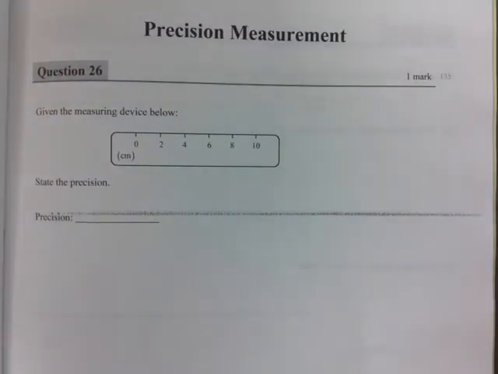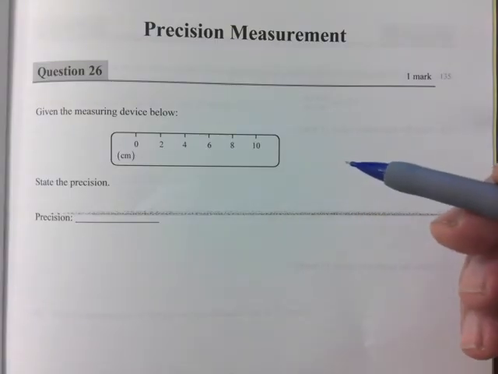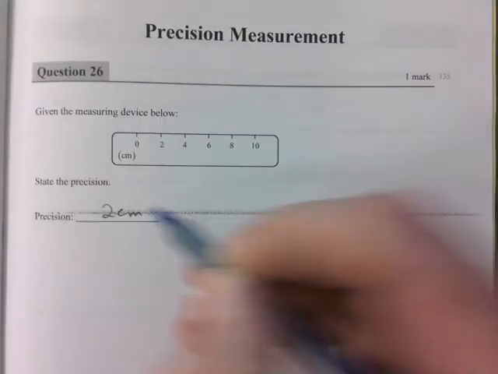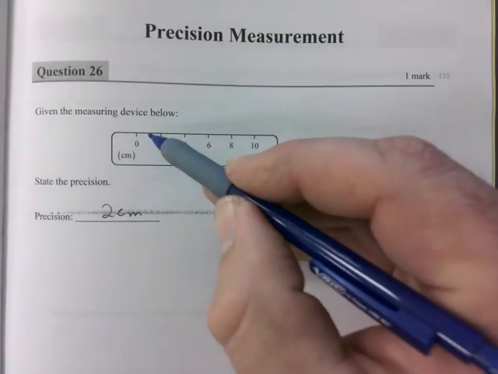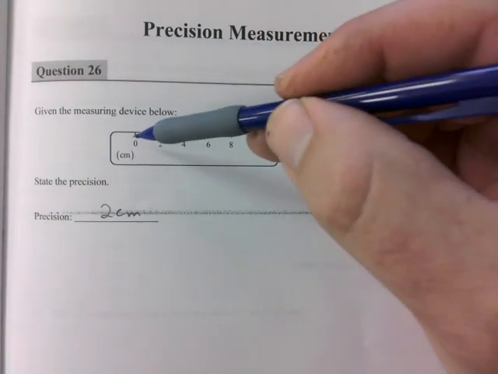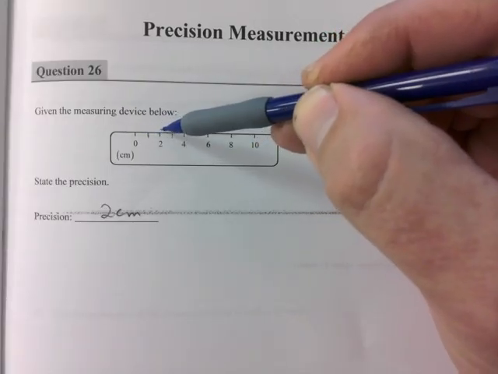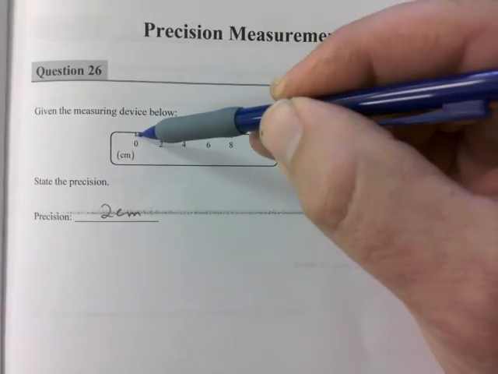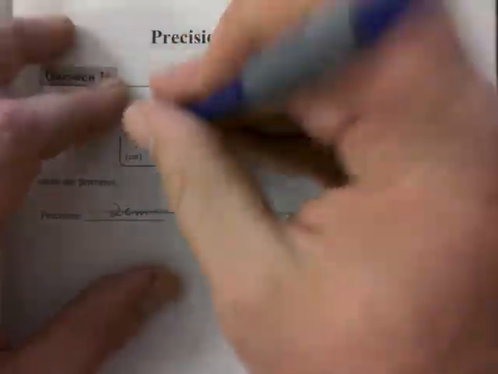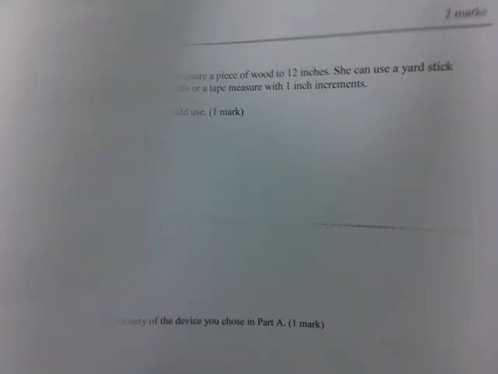Okay, let's see here. State the precision. What would this be? From marking to marking: 2 centimeters. That's right. If I had done this, what would the precision of this ruler have been? Now it's down to 1, right? The precision is 1, because from 0 to this marking would have to be 1 and then another 1. So it's 2 centimeters, yes, but it's from marking to marking. Let's keep going.